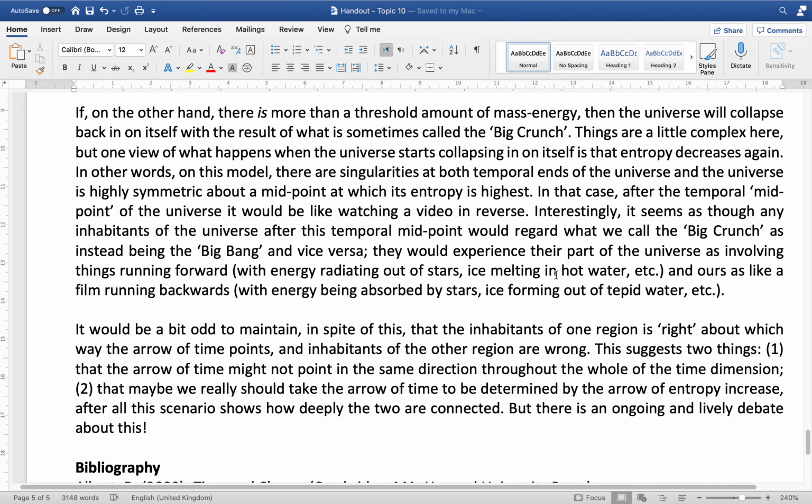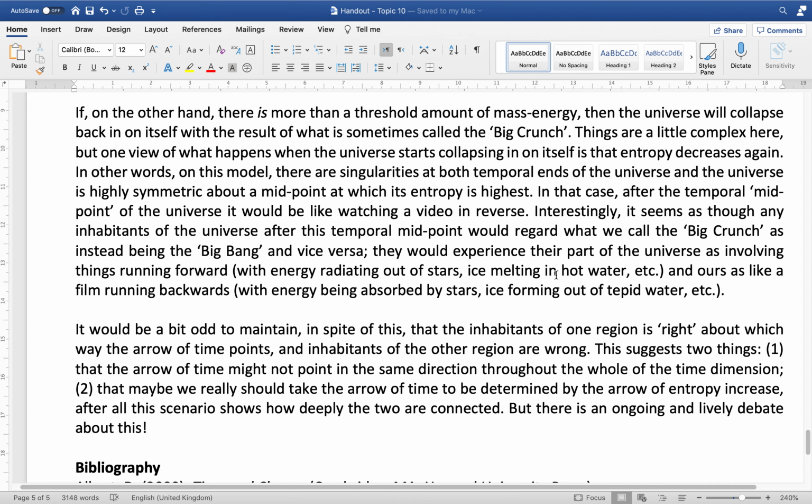And arguably, at least it seems, any inhabitants of the universe after this temporal midpoint would regard what we call the Big Crunch as instead the Big Bang, and what we call the Big Bang as the Big Crunch. So arguably, these people would experience their part of the universe as involving things running forwards, with energy radiating out of stars, ice melting in hot water, all the neurotransmitters diffusing across synapses in the usual way and giving rise to the usual processes of conscious thought and action.